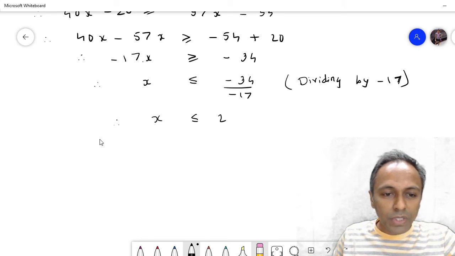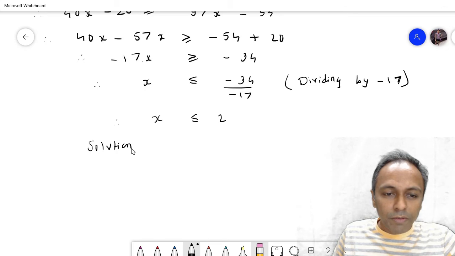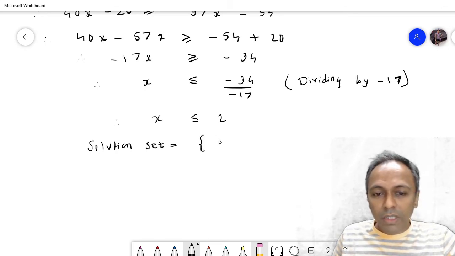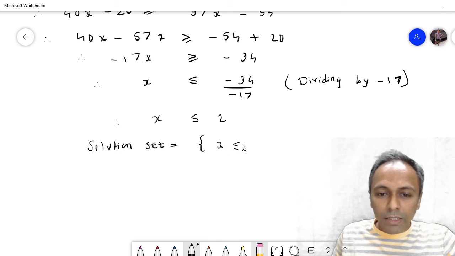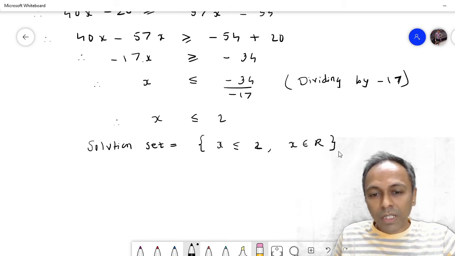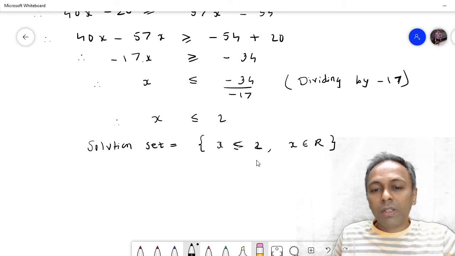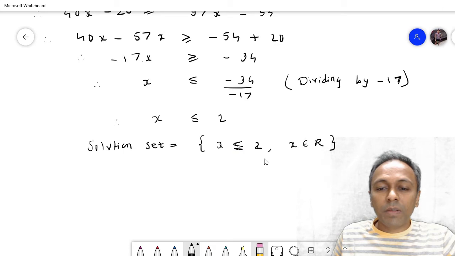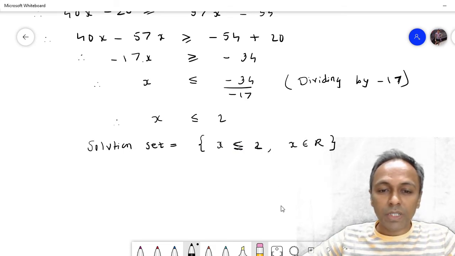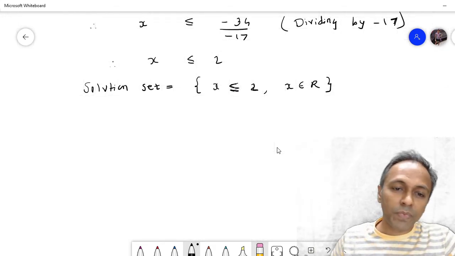So, solution set can be, whenever you have x as a real number, make a curly bracket, mention the inequality that you have got, write comma, and mention x belongs to R. This in lower standards was called set builder method, because you can't list every real number. There are infinite real numbers which are less than or equal to 2.